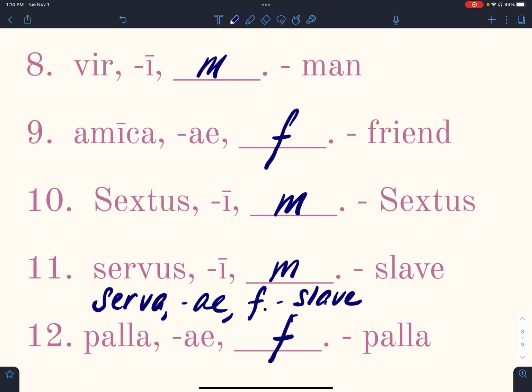In the same way that in Spanish you've got amigo and amiga, a male friend or a female friend, similar thing here: you've got servus, serva, and amicus, amica. That's the difference between a dude friend and a lady friend, okay? Not necessarily a boyfriend or a girlfriend.